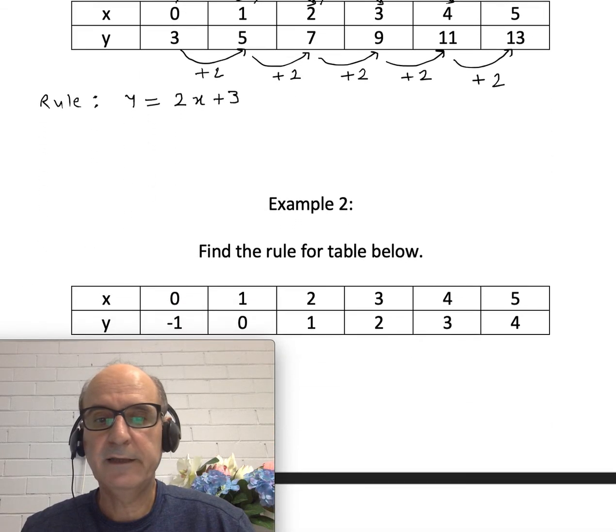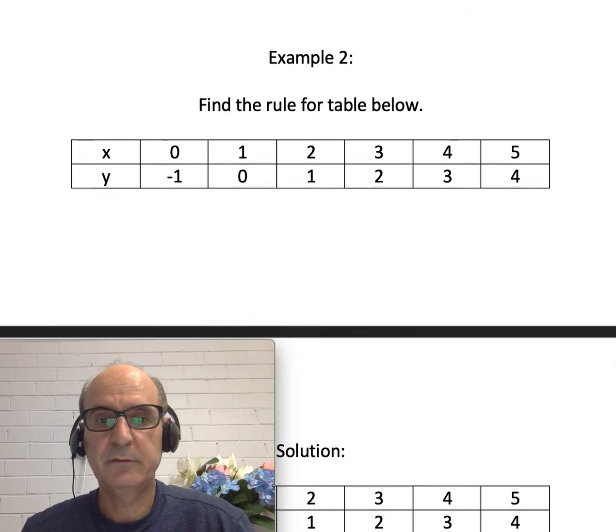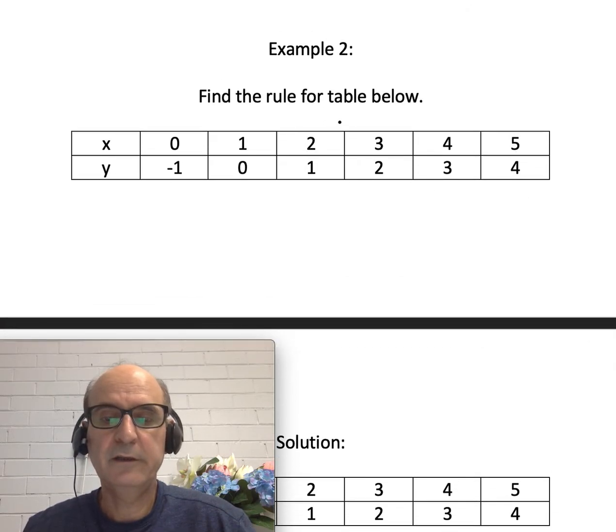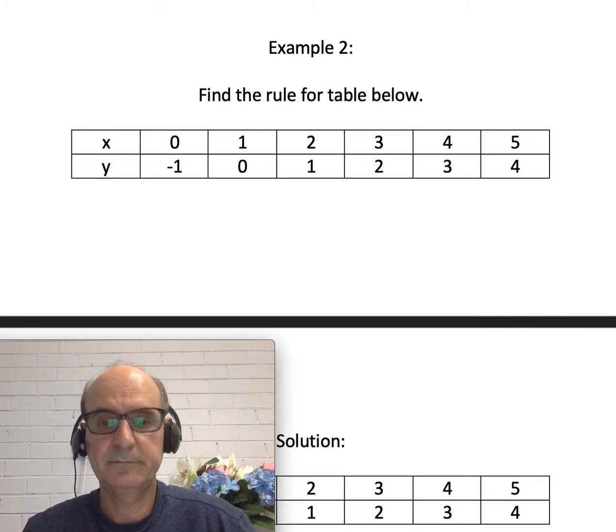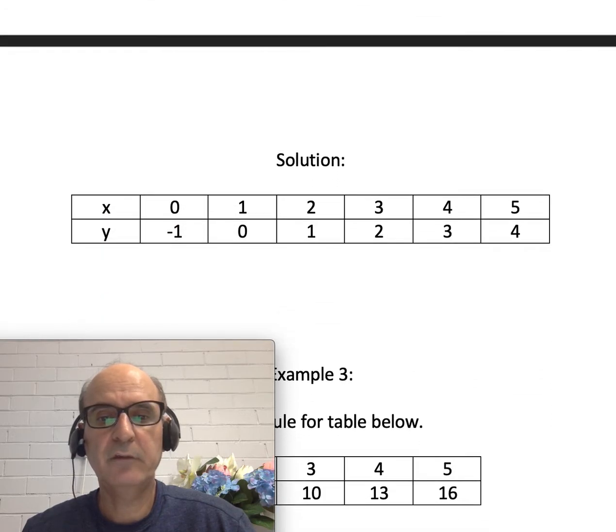Let's look at another example. Example 2. Find the rule for the table below. Again, we have this table. We want to see how x and y are related, which rule relates them together. I've copied this here.